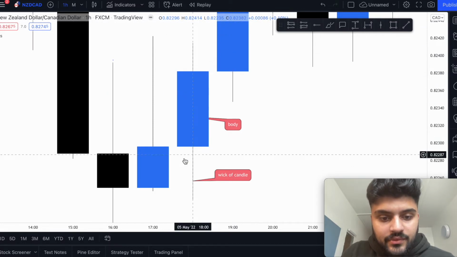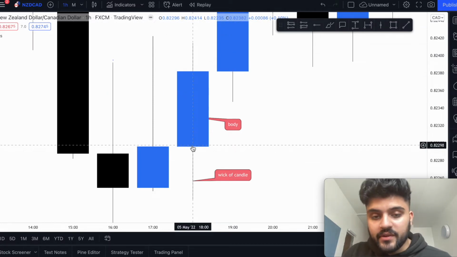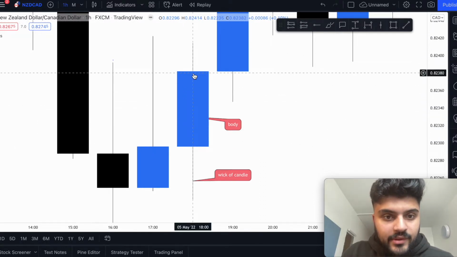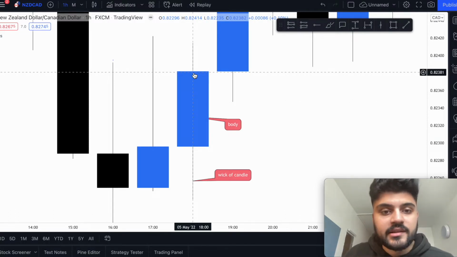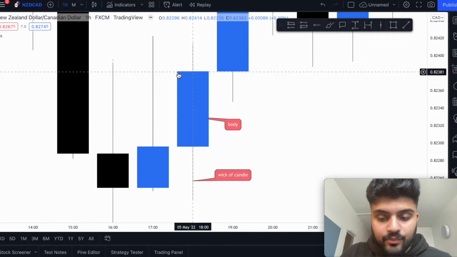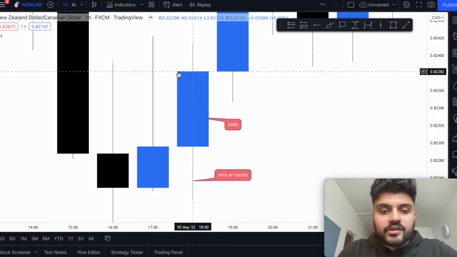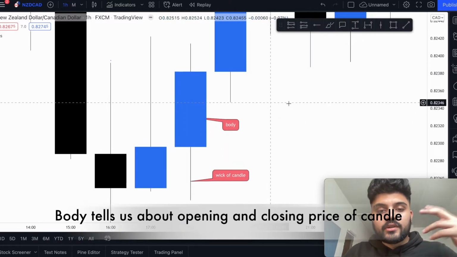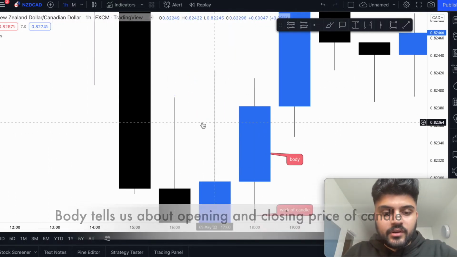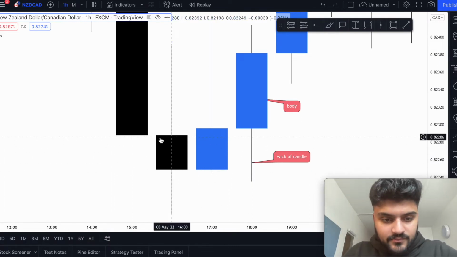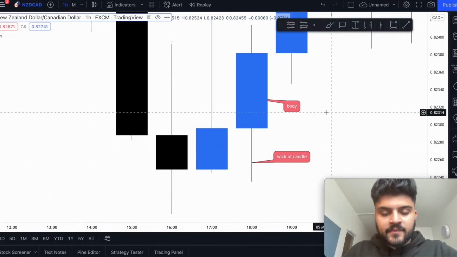So this right here is the open of the candle. If we want to find out what price this candlestick opened at, we would look here and it would be 0.82296. That is the opening price. Then right here would be the closing price of the candle. When we're looking at open and closing price of candles, these wicks tell us basically nothing. We just need to look at the bodies of the candle. If we're looking at this candle, it will be this whole black box area. That will be the open and close. So this would be the open, this would be the close.